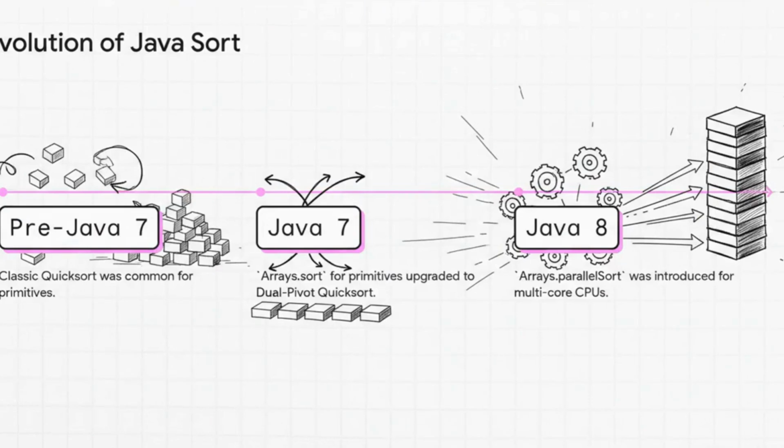And this system wasn't just built overnight. It's evolved over time. Before Java 7, a more classic quicksort was used. Then, Java 7 brought in the faster dual pivot version we just talked about. And with Java 8, we got parallel sorting, which is designed to harness the power of all those modern multi-core processors for gigantic data sets.